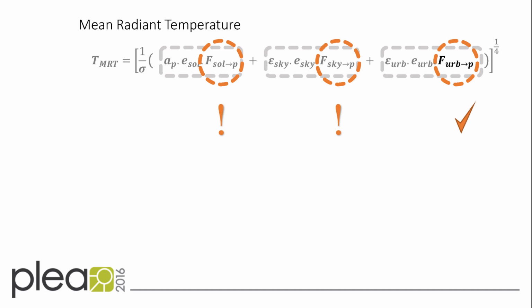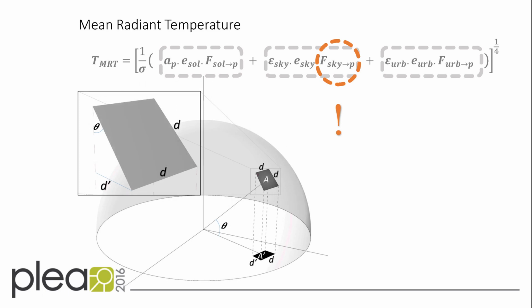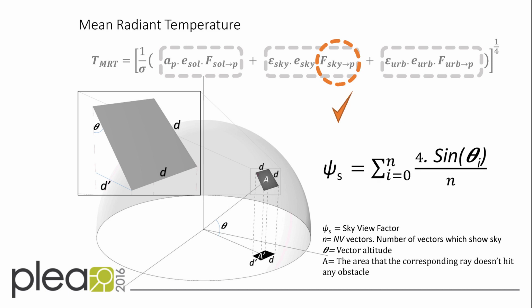Now, what about the previous challenges like the sky view factor? How can we use the same method to determine the sky view factor? If we assign a differential area to each vector and then project it to the xy plane, then we can calculate the sky view factor based on the numerous vector method by applying this formula.